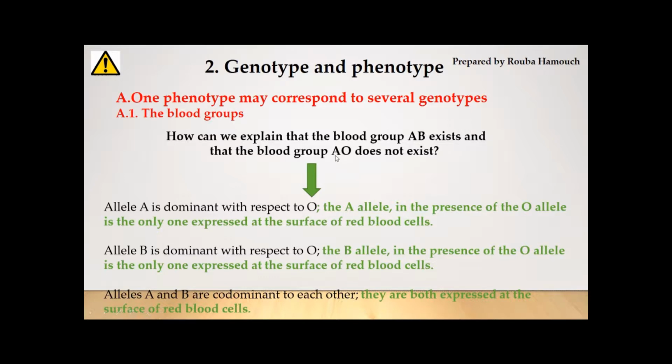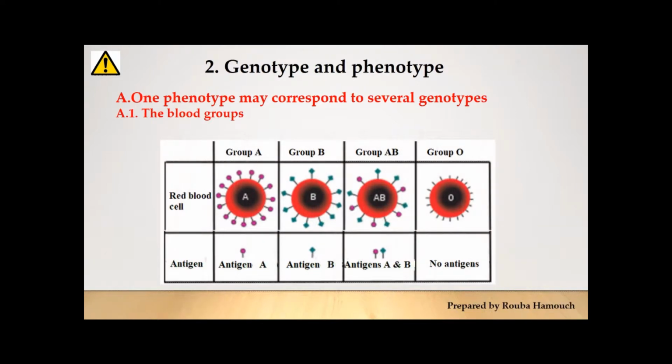Now, when allele A or allele B are found with allele O, A or B alleles are only expressed, O is recessive, so we obtain either antigen A and blood group A, or antigen B and blood group B. So as you can see here, when a person is of blood group A, the red blood cells of this individual present on their surface the antigen A here in pink color and having a circular shape. So this is the antigen A.